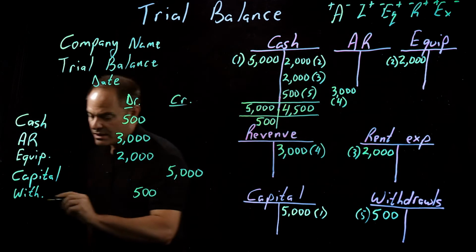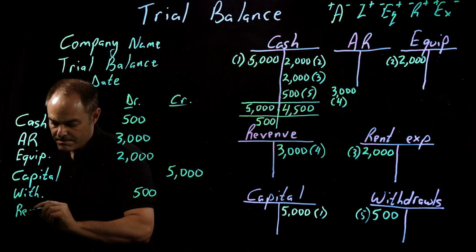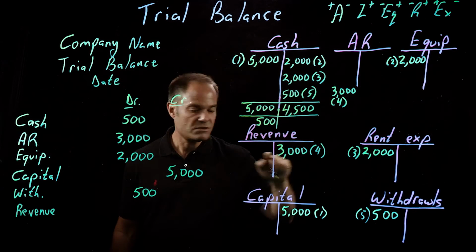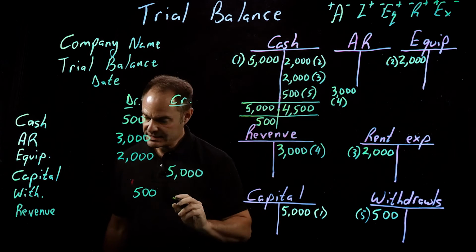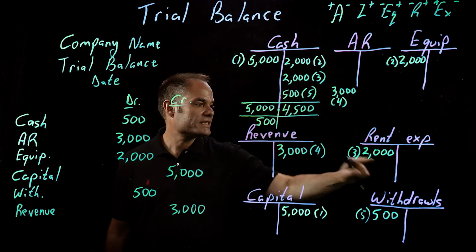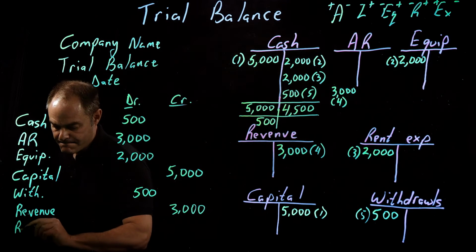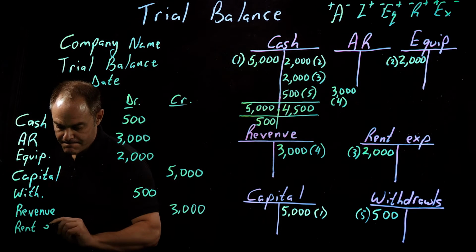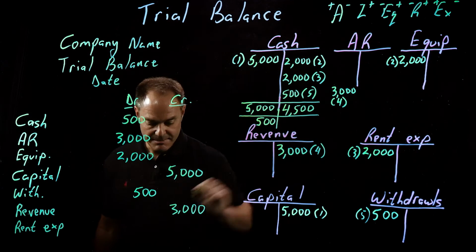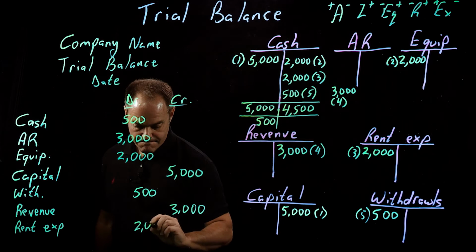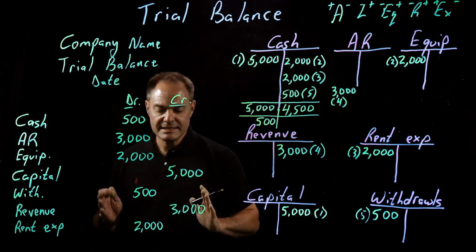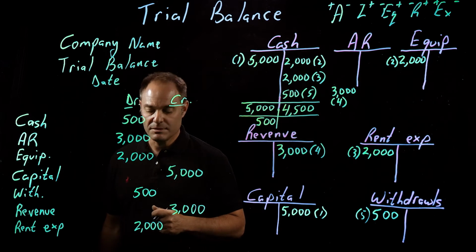Next, we have revenue, and my revenue is $3,000. It's a credit balance. And finally, we had one expense, rent expense, and that was $2,000, again, a debit. Okay, so there's all of our accounts just nicely organized in two columns.